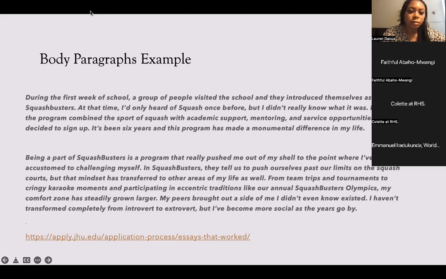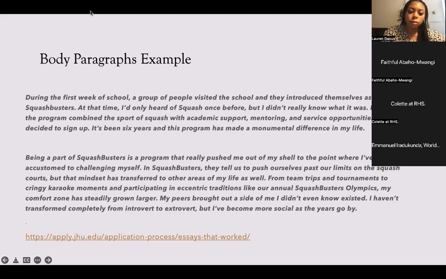During the first week of school, a group of people visited the school and they introduced themselves as Squash Busters. At that time, I'd only heard of squash once before, but I didn't really know what it was. Because the program combined the sport of squash with academic support, mentoring, and service opportunities, I decided to sign up. It has been 6 years and this program has made a monumental difference in my life. Being a part of Squash Busters is a program that really pushed me out of my shell to the point where I've grown accustomed to challenging myself.